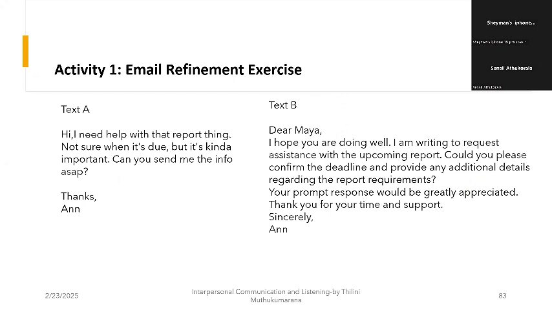Okay, so now I have text A and text B. You're going to look into these two texts, the same thing, but two different structures. You're going to go through these two emails and identify what's wrong with text A and what is there in text B. Okay, I'll give you 5 minutes. Just go through it and see whether you notice any clarity in text A and text B, or just analyze what's there.